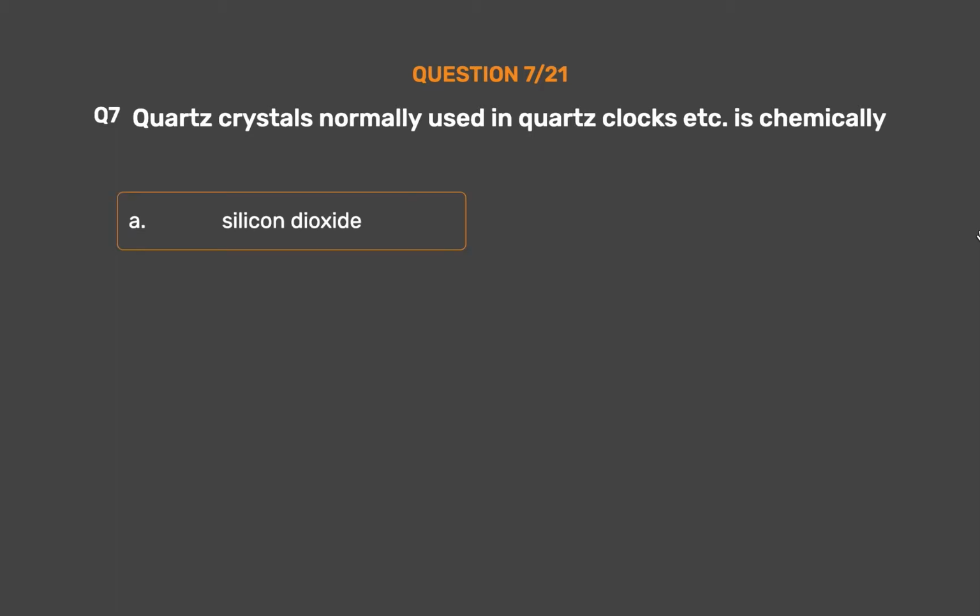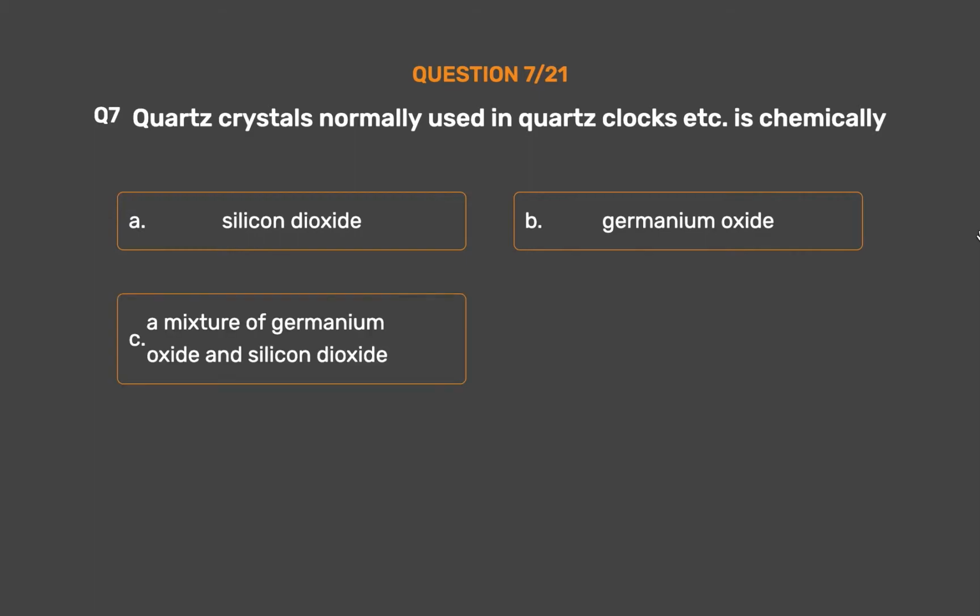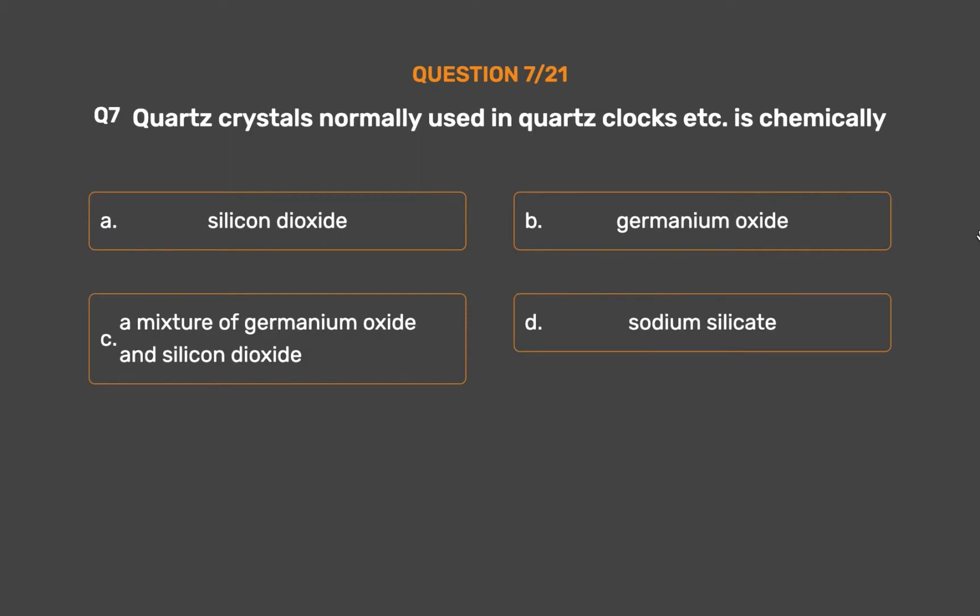Question number 7. Quartz crystals normally used in quartz clocks etc. is chemically? Option A. Silicon dioxide. Option B. Germanium oxide. Option C. A mixture of germanium oxide and silicon dioxide. Option D. Sodium silicate. The correct answer is Option A.